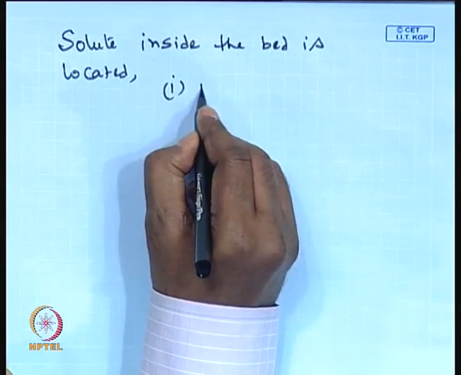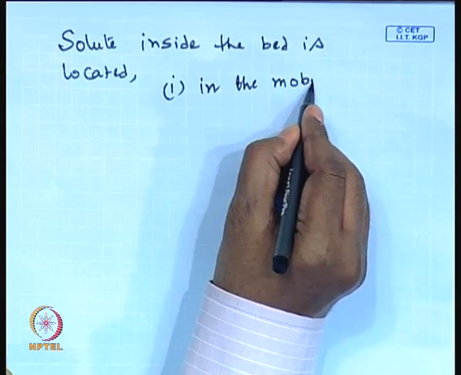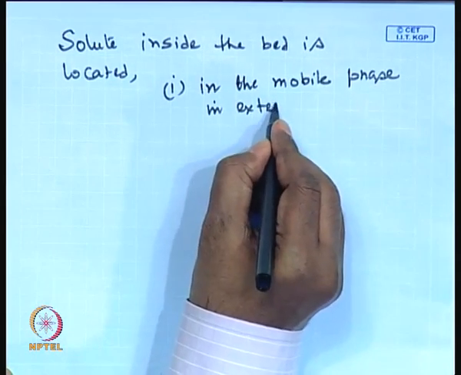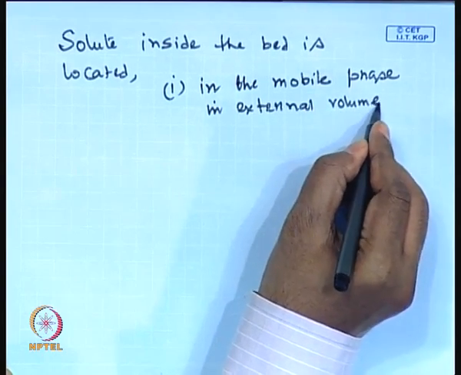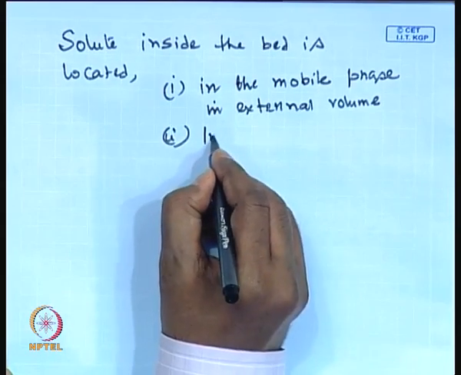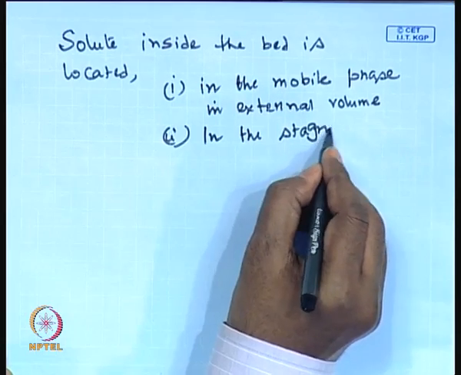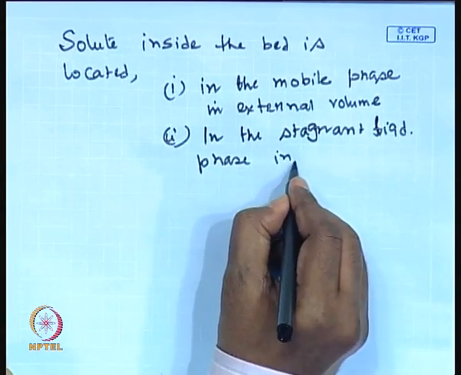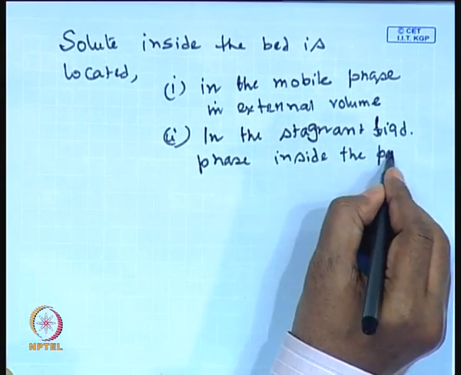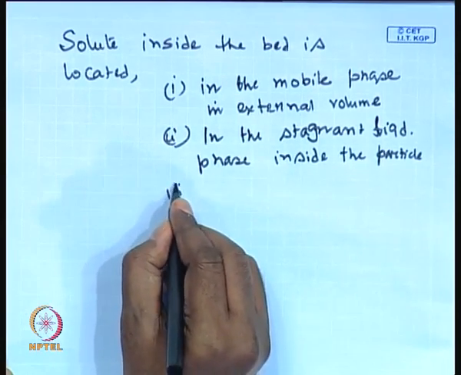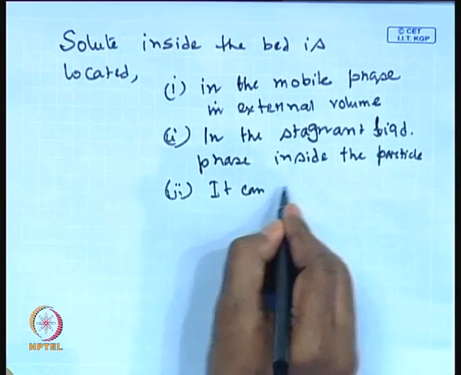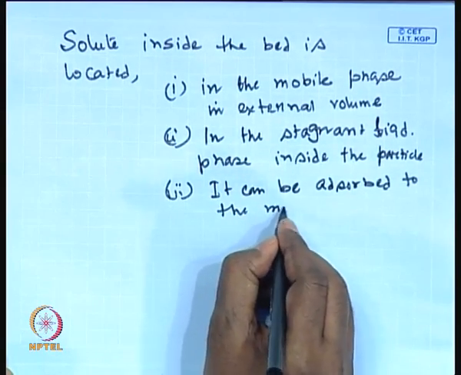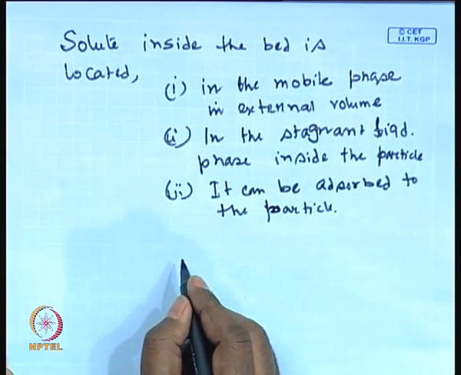First one, it will be in the mobile phase, in external volume. Secondly, it can be in the stagnant liquid phase, let us say liquid phase inside the particle, or it can be sorbed, adsorbed to the particle itself. Okay.